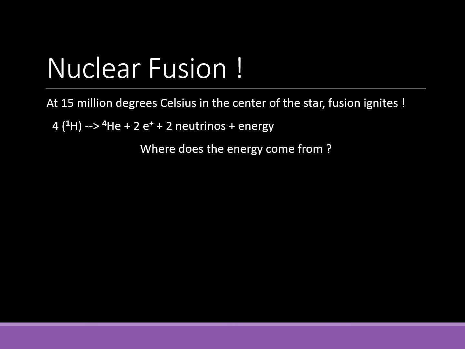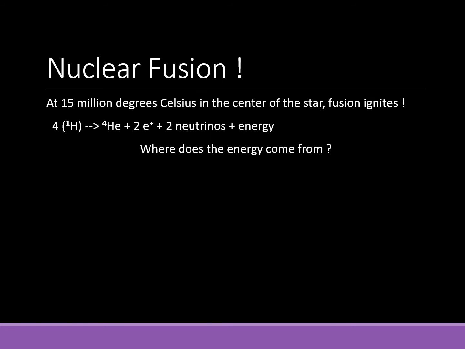So as I said, 4 hydrogen atoms will form one helium, and then 2 neutrinos, and there is an electron, but it has a positive charge. If you see that, it's called a positron, and energy. So this is the chemical reaction that's taking place.